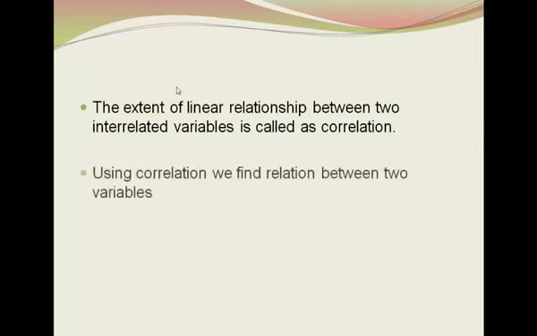So the definition of correlation is: the extent of linear relationship between two interrelated or correlated variables is called correlation. Correlation is used to find the relation between two variables. That is, using correlation we find whether two variables are directly proportional to each other, or inversely proportional to each other, or there is no relation between the two variables.